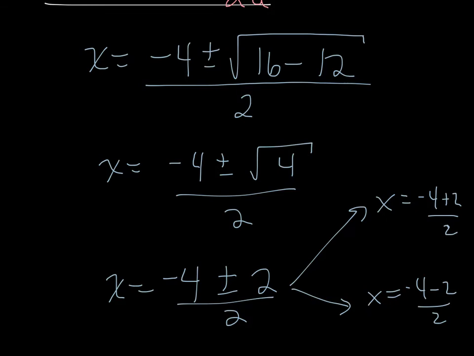-4 plus 2 is -2, over 2. The first one gives me -1 as an answer. Yes, that's one of my answers right there.